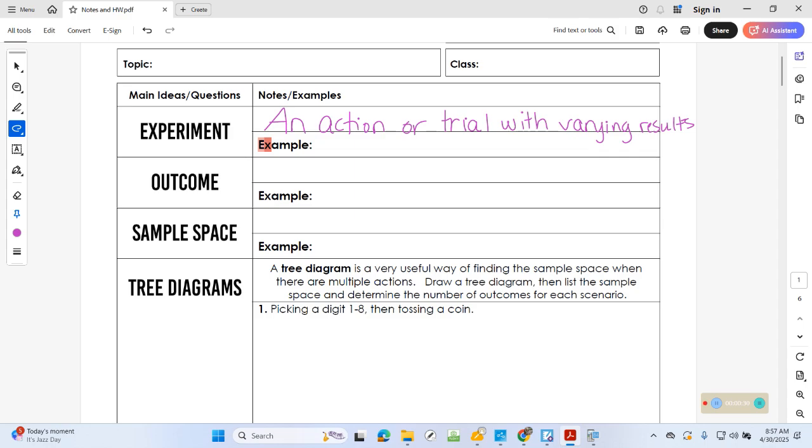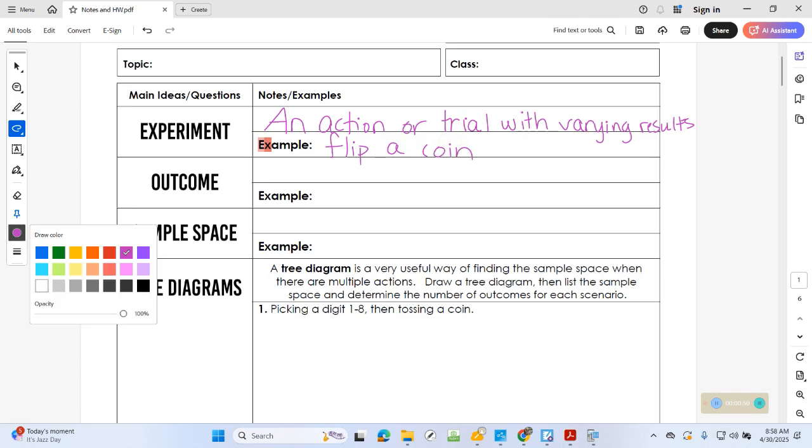Now, what does that really mean? So let's say, very common in probability, you flip a coin. It can land on heads or tails. That's your varying results. You roll a die. It can land on the number 1, 2, 3, 4, 5, 6. So for example, I'm just going to flip a coin, just to give you a little example there.